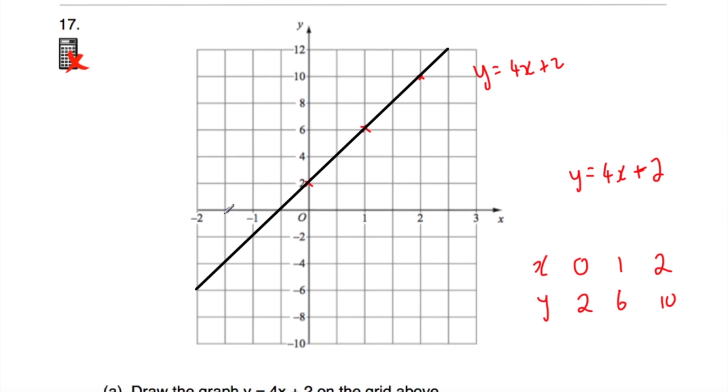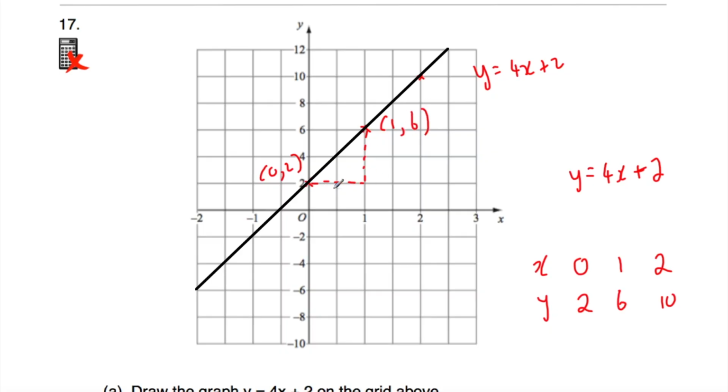So here we've got our line, and we want to find the gradient of this line, so let's choose 2 points on the line. I'm going to choose the points (0, 2) and (1, 6), because we used those earlier. Let's draw a little right angle triangle, going across and up. This is the point (0, 2). This is the point (1, 6).